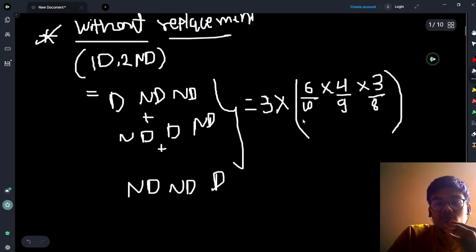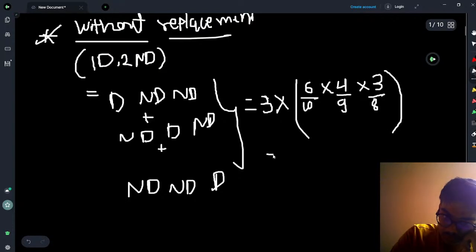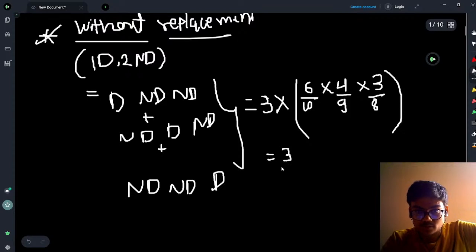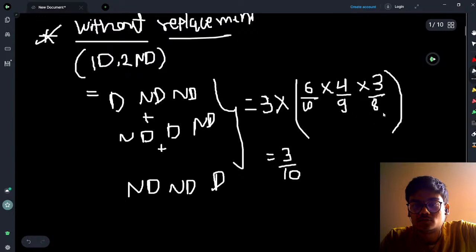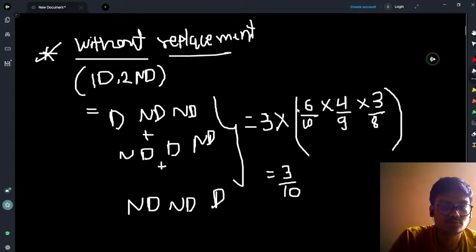We have to find the probability. If you try to solve, you will get the answer as 3 by 10. You can do it on your own; I will not do that calculation. The calculation is very easy: 4 2s are 8, 2 3s are 6, 3 3s are 9, and the 3s cancel, so you get 3 by 10. Okay, so this is without replacement, which is what our question is asking.